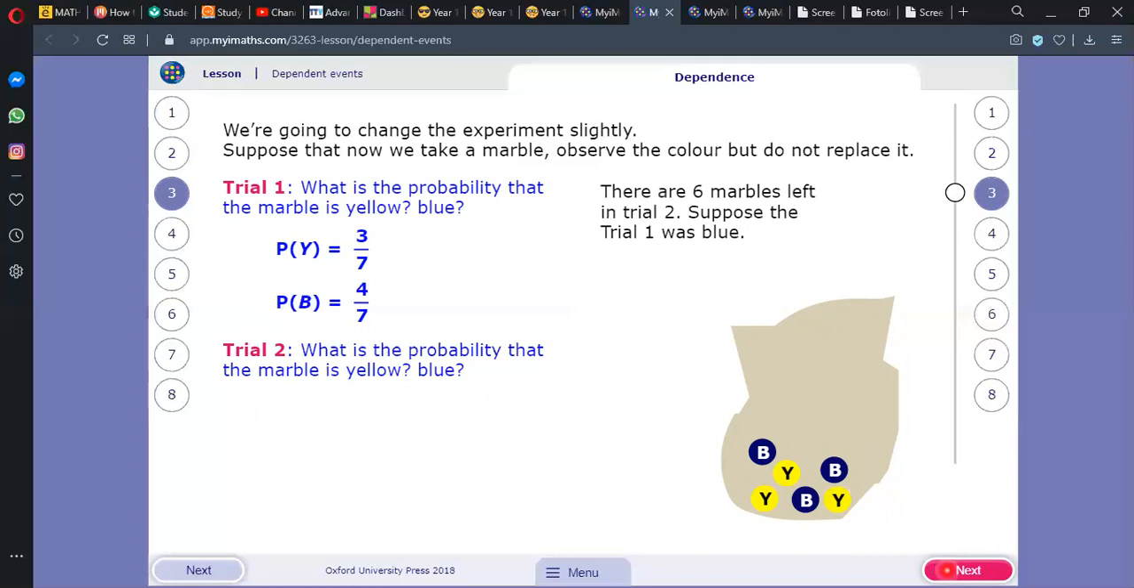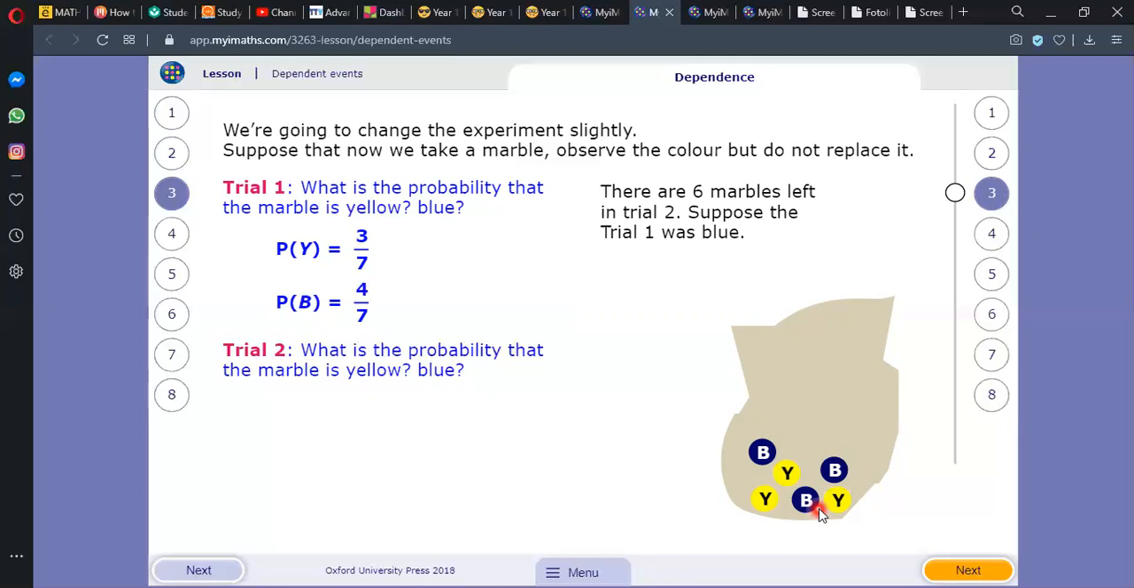There are 6 marbles left in trial 2. You can see what has happened there. Initially, we had 4 blue marbles. But because when we picked the first blue from the first trial, we did not replace it, the number of blue balls has reduced by 1. We now have 3 blue balls. And at the same time, the total number of balls in the bag has also reduced from 7 to 6.